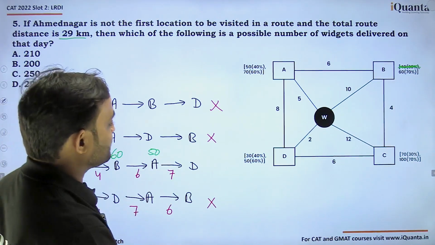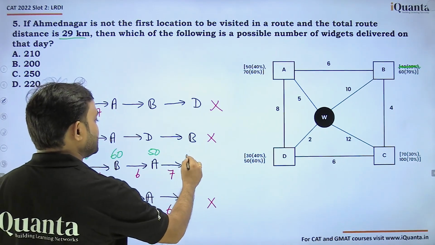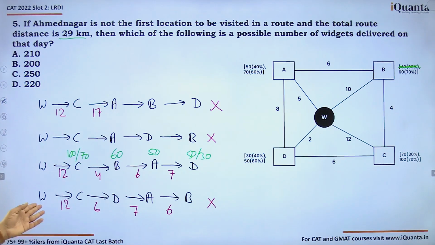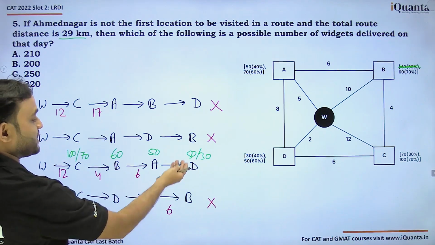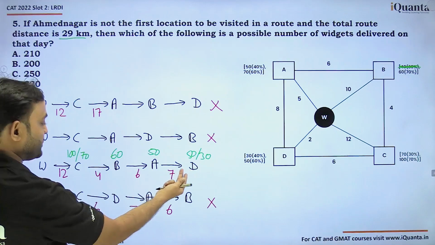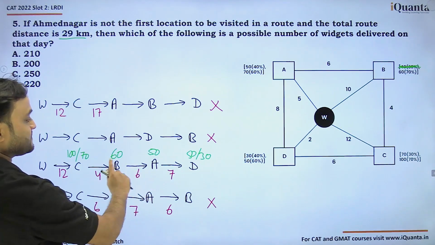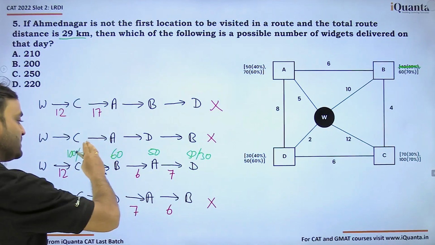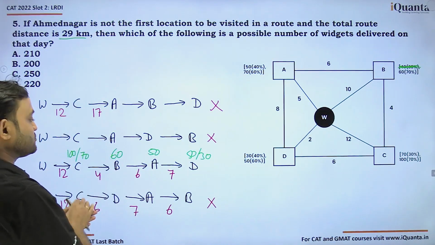From A to D, this demand could be either 50 or 30, right? Because as you can see, the distance is also bigger. Even if you take 50 from A to D, B to A, the distance from B to D is 12. So we must choose D after A. So these are the possibilities.